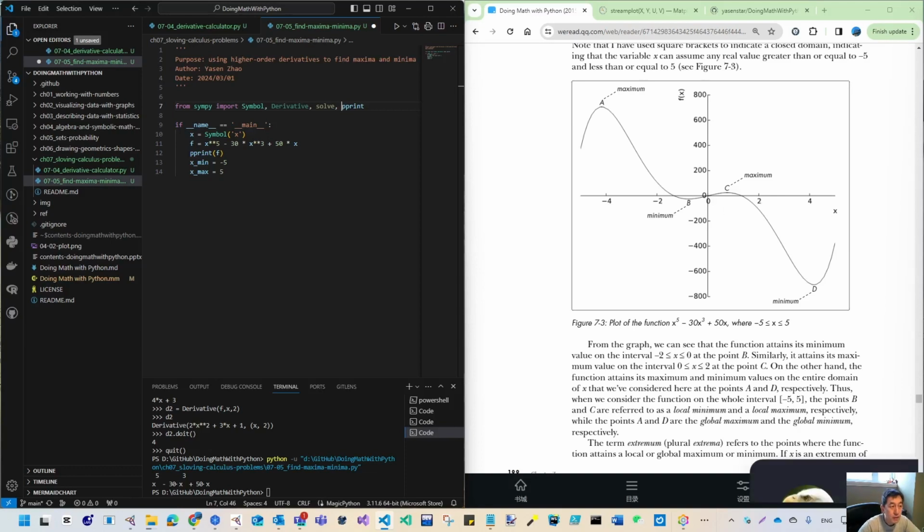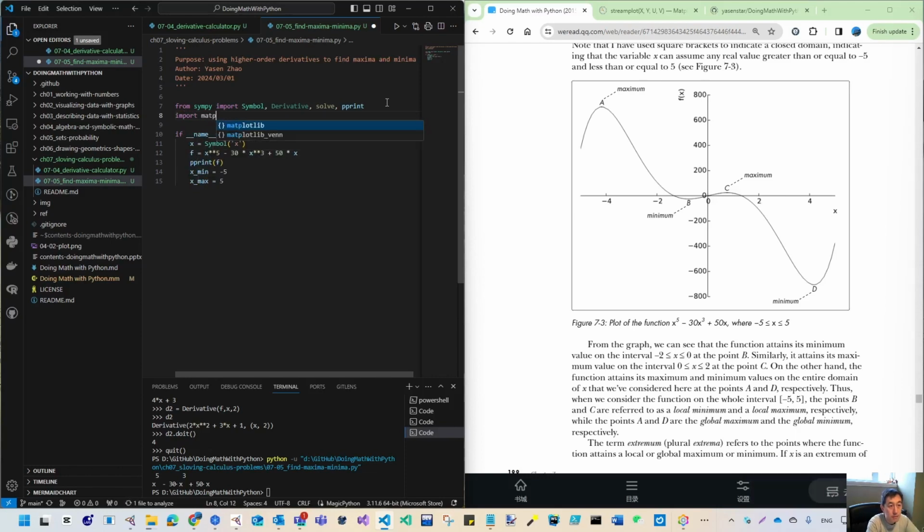So let's try to see. Import matplotlib.pyplot as plt. Let's see whether we can draw this, plt.show. And let's create some range. So for i in range.